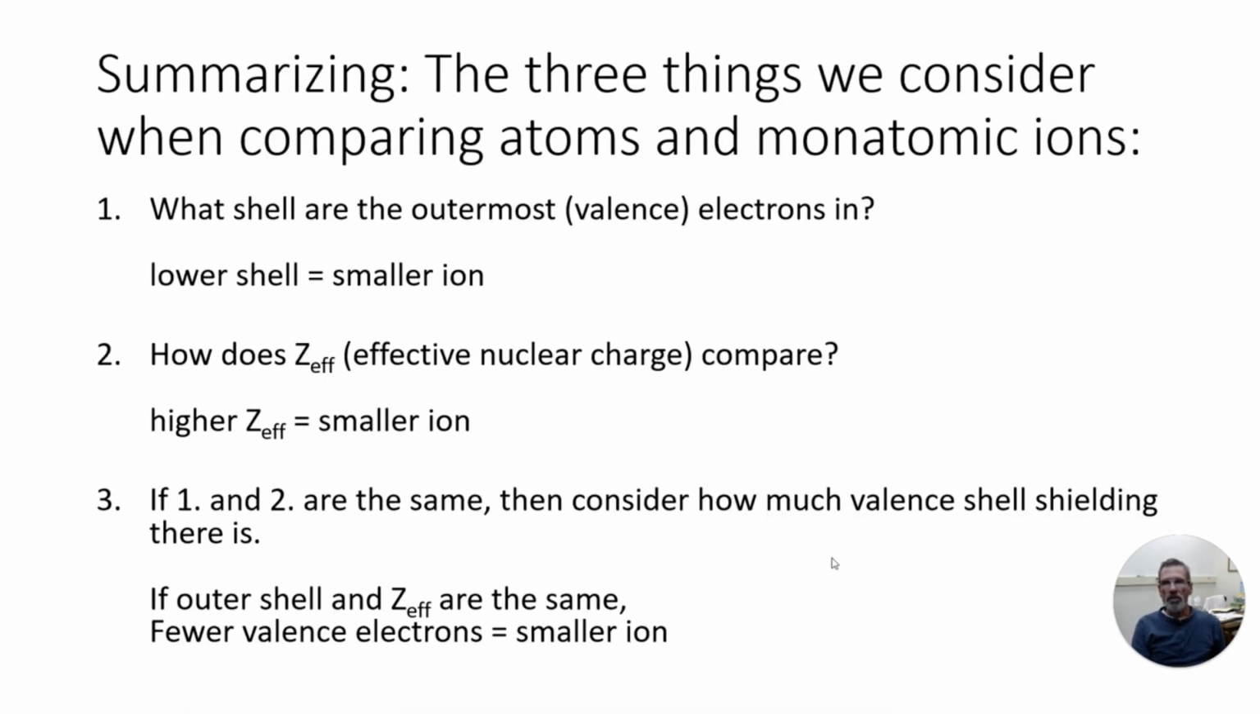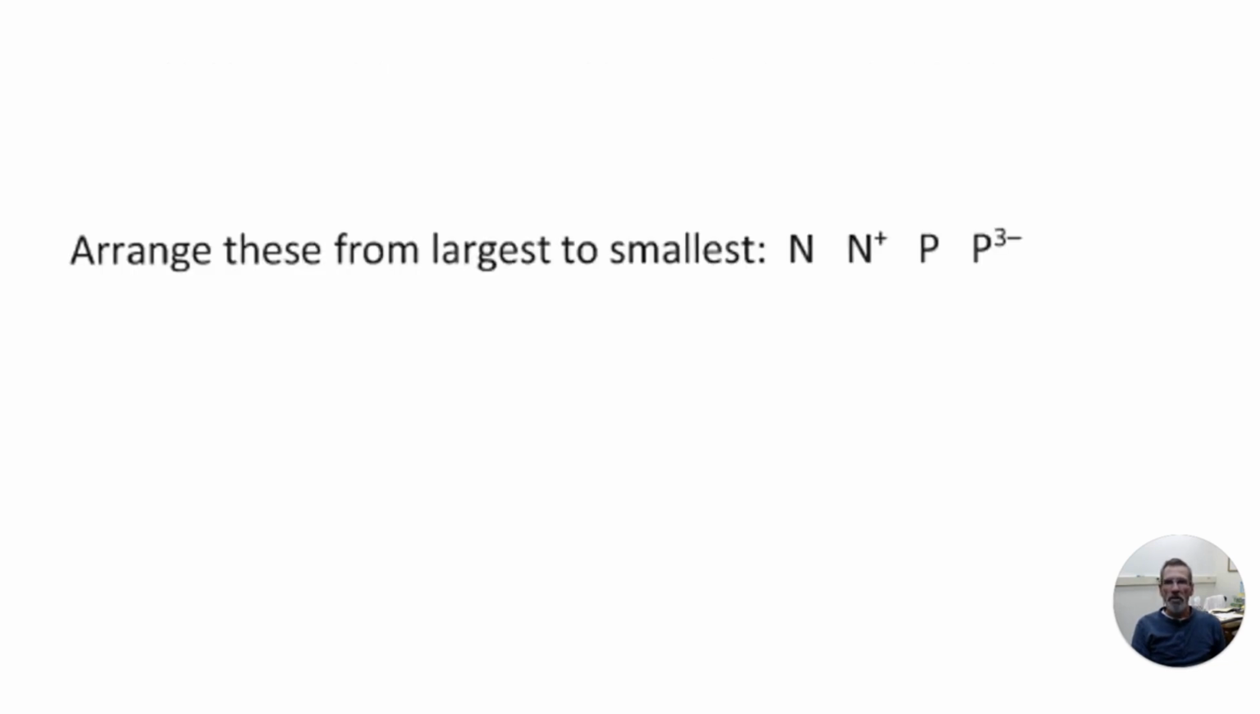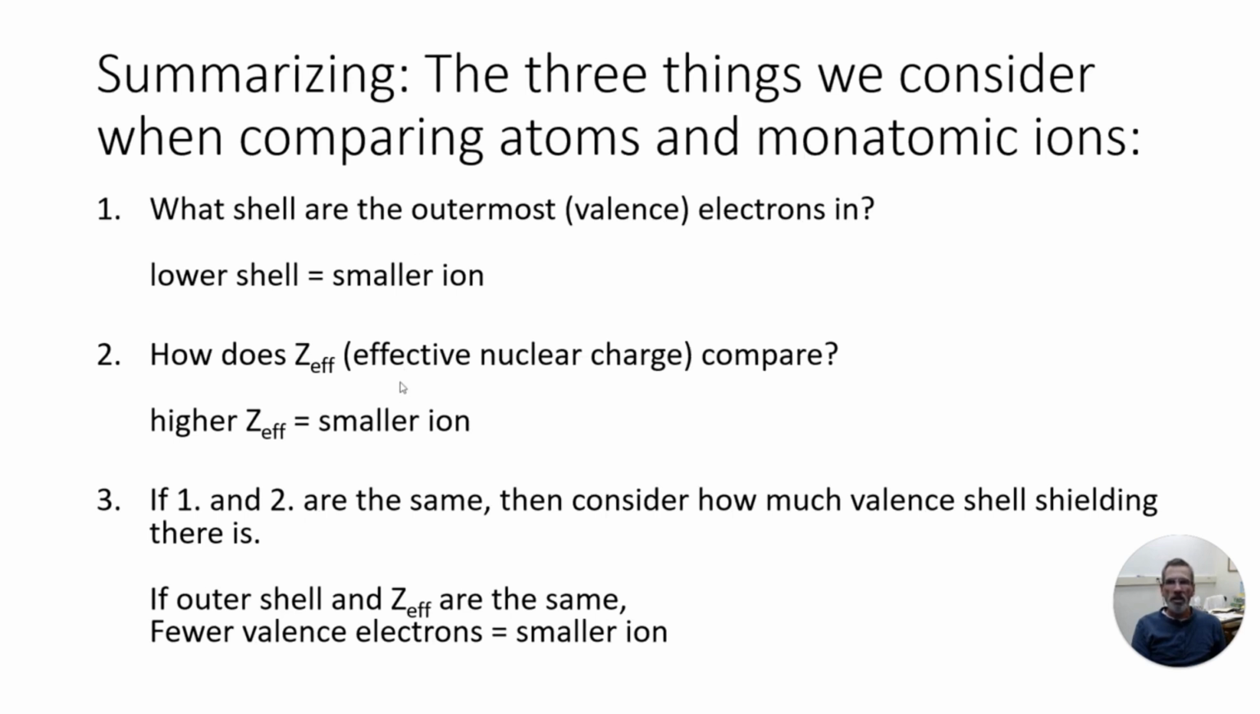Summarizing the 3 factors: shell number, the lower the shell number, the smaller the atom or ion. Z effective, the higher the Z effective, the smaller the ion, and we get higher Z effective by moving to the right across a period. And finally, if both the shell number and the Z effective are the same, then we can consider electron-electron repulsion, or what we call valence electron shielding.